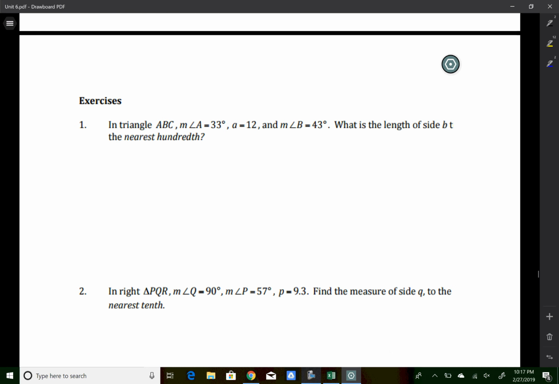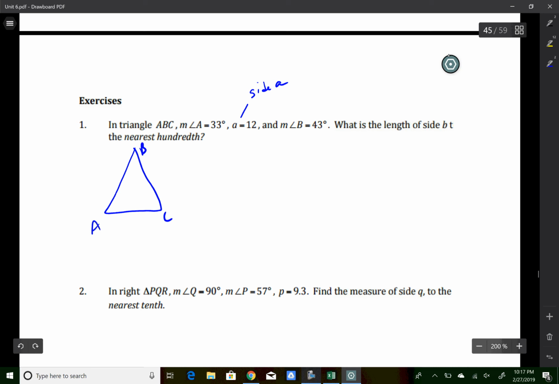So number one says in triangle ABC, angle A is 33 degrees. Side A is 12. Notice this is a lowercase a, so that represents side A. So when I draw my triangle, so here's triangle ABC. Angle A is 33. Side A is opposite angle A, so that's 12. Angle B is 43 degrees, and we want to know the length of side B.